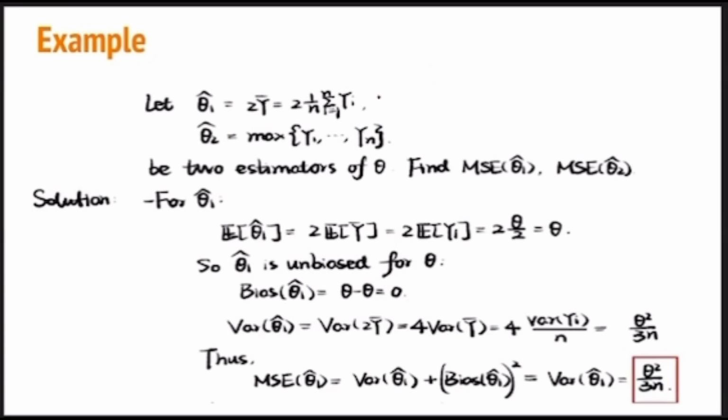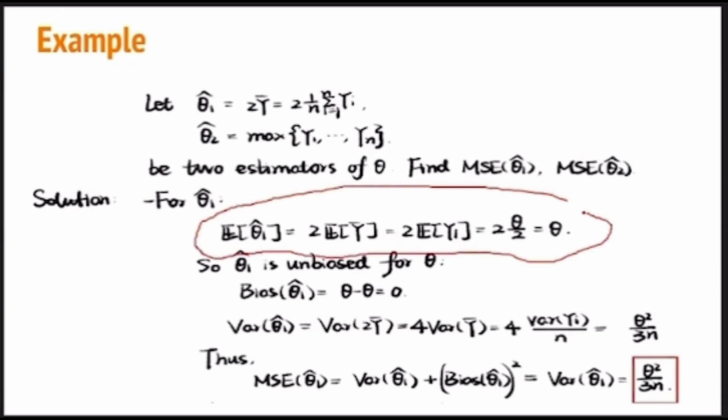Now, I need you to take a look at this. If I want to investigate for unbiasedness, then I need to take the expectation of the estimator. When I take the expectation of the estimator, and if that gives me the true value of the parameter, then I'm going to say that it's unbiased. Let's take a look at that.